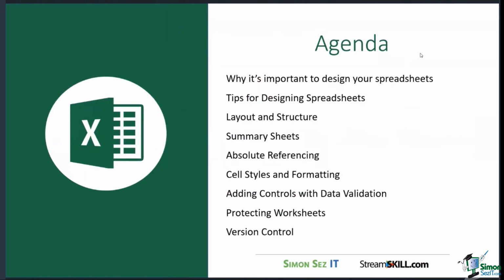And we're also going to look at how we can use cell styles and formatting to make our spreadsheets really easy to understand. I'm then going to show you how you can add controls into your spreadsheet using things like data validation. I'm going to show you how you can protect your worksheets and possibly protect just certain parts of worksheets, again, to control the information that's going into your spreadsheet. And then finally, I'm going to speak to you about version control.